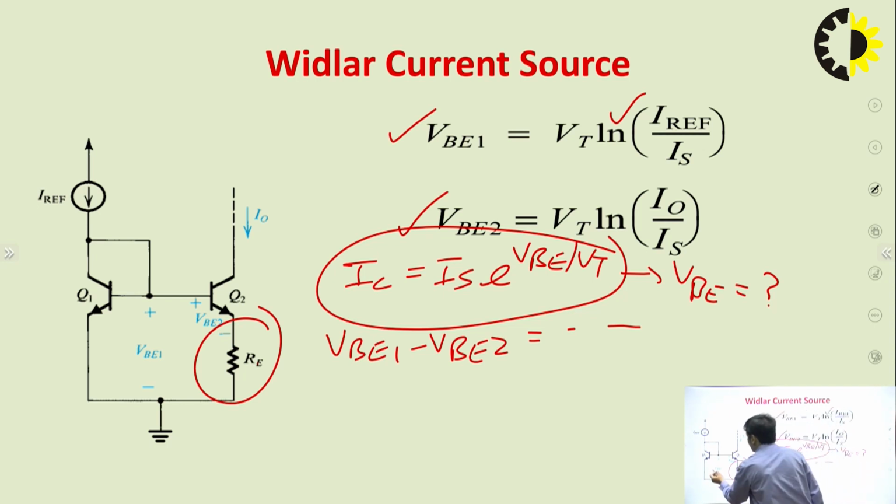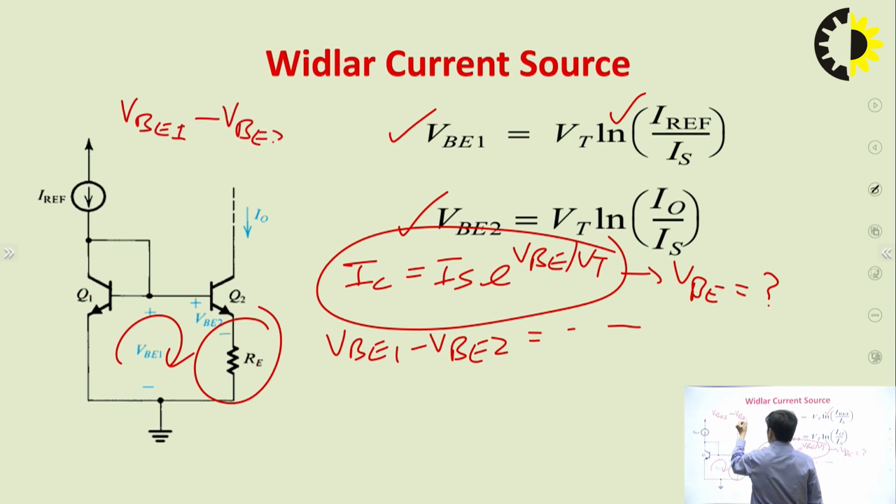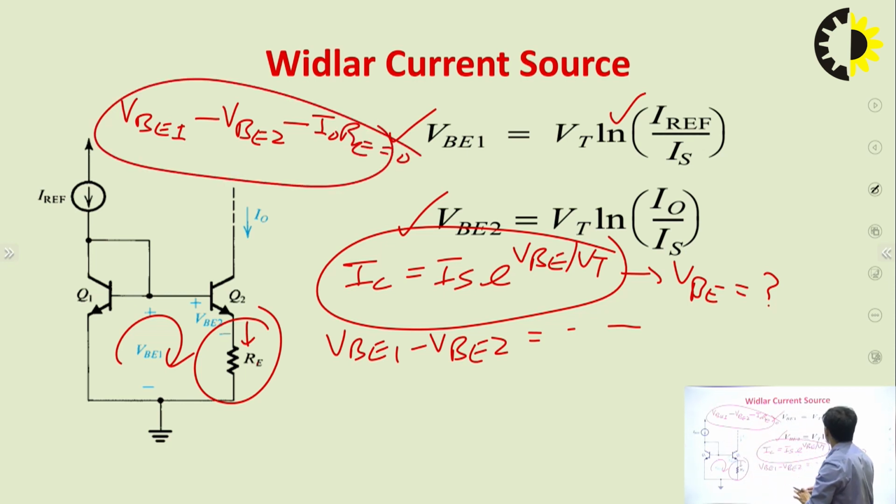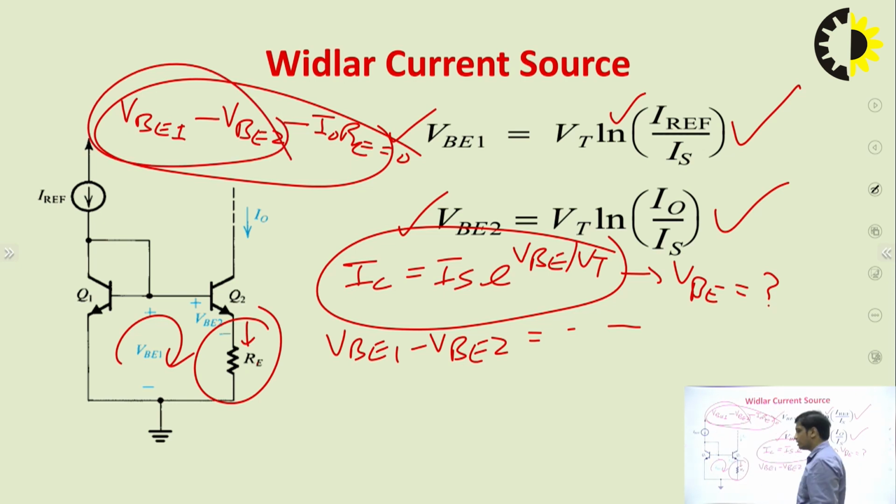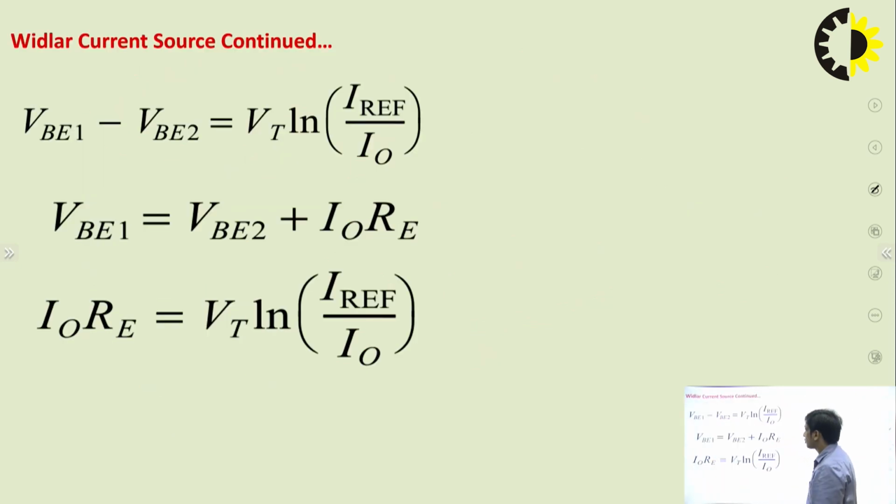Now you can apply the KVL in this loop. In this loop, if we apply the KVL, then it will be VB1 minus VB2 minus, let's say if we ignore the base current of Q2, then the current flowing through RE will be I naught. So the voltage across RE will be I naught into RE, is equal to 0. So what you have to do, just calculate VB1 minus VB2 from these two equations and put VB1 minus VB2 in this equation and just find out the relation between output current and input current.